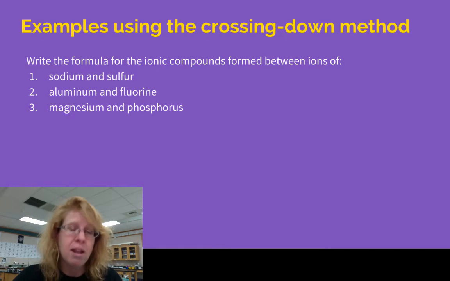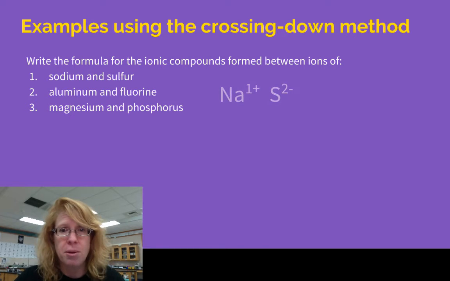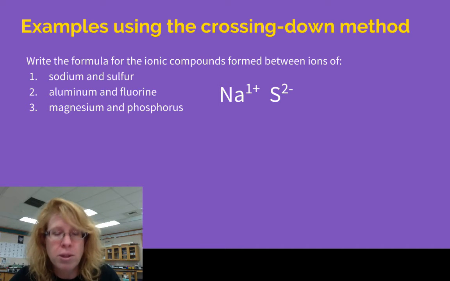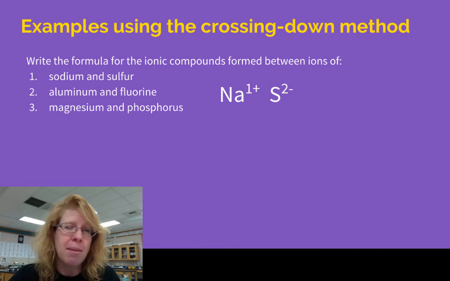I'd start by writing the symbols of the 2 ions. So there they are, sodium ion and sulfide ion. Again, I know those charges from looking at the periodic table. Sulfur is in the 2- column, so I know that one. Second thing I do is I think about crossing down.